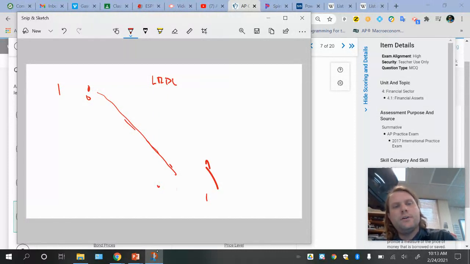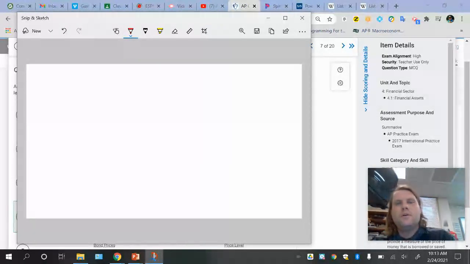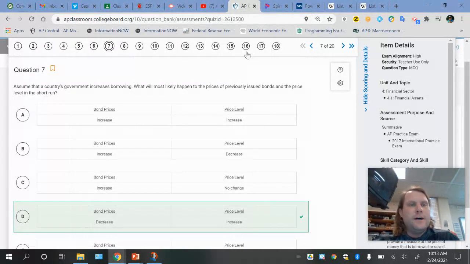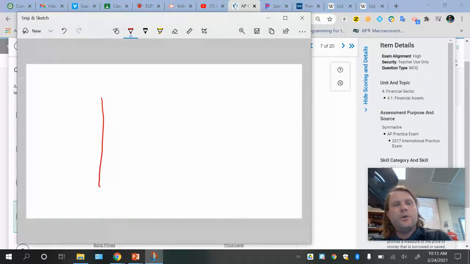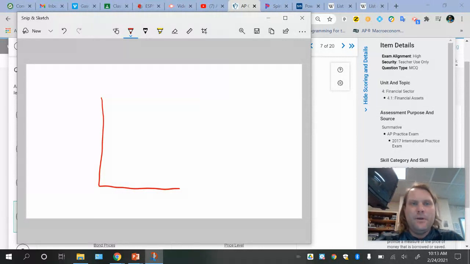All right, we're getting asked here about a government increasing borrowing. So what's that going to do to the prices of previously issued bonds and the price level in the short run? The prices of bonds in this case refer to the amount of time that I have to put them into an account to mature, so to speak. So here's our loanable funds graph.